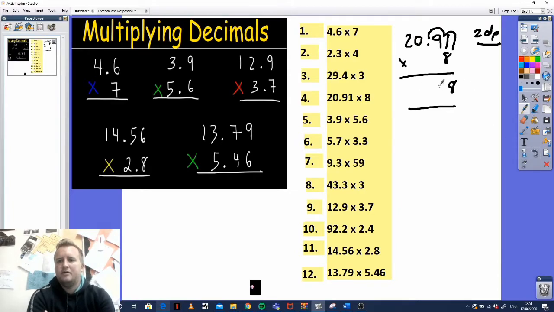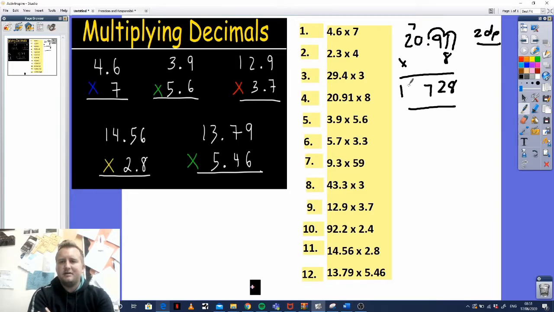How did I know? 9 times 8 is 72, so 70 goes in the top. 8 times 0 is nothing, okay? You have 8 of nothing, but you have to add that 7 as well, so you add that 7. And then you've got 2 times 8, which is 16.